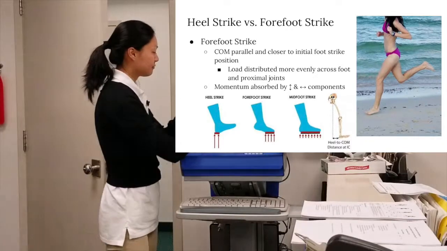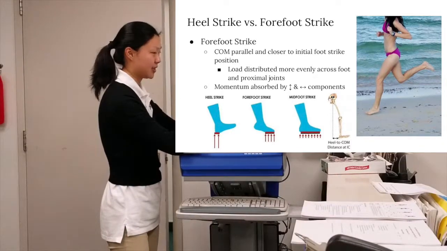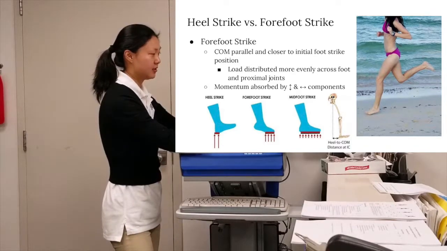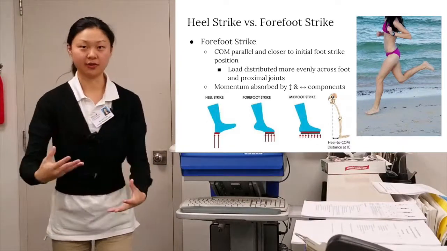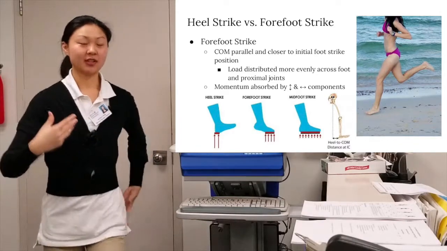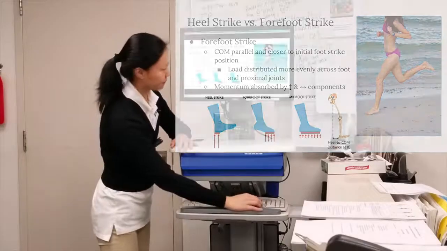And again, you can just see how little contact there is with the ground with a heel strike compared to a forefoot strike. And then also when you're running on your forefoot, you can just imagine all of your weight is propelling you forward. Instead of with a heel strike, your weight is back here. So really, when you're running with your forefoot strike, it's a lot less, I guess, shock going up your leg.